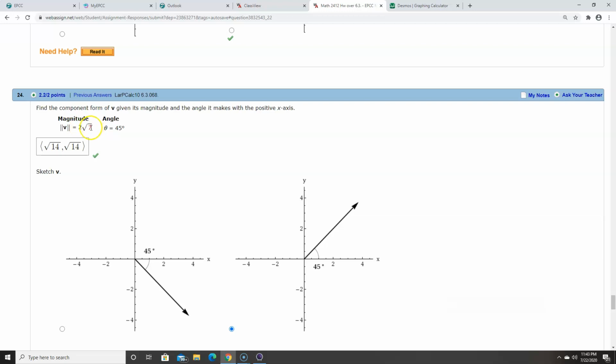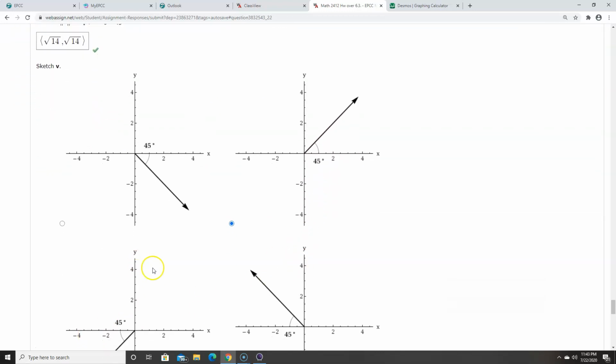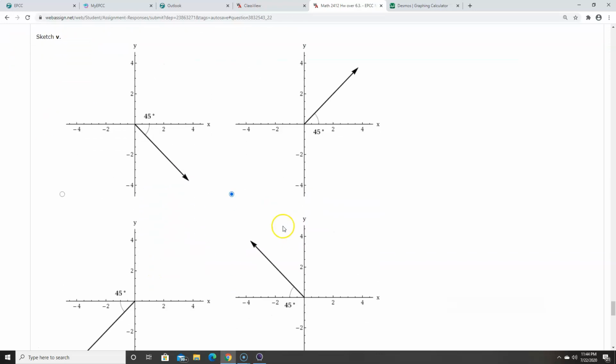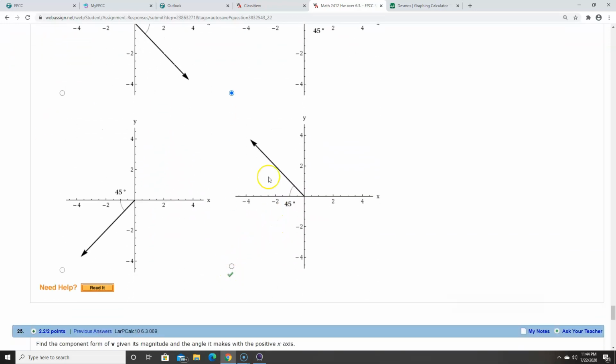Well, that's a little smaller than 3. So 2 times 3 is 6. So it has to be less than 6 units. Who knows here? But it's okay because none of these other ones are correct. So it has to be this one by default. So that's correct.